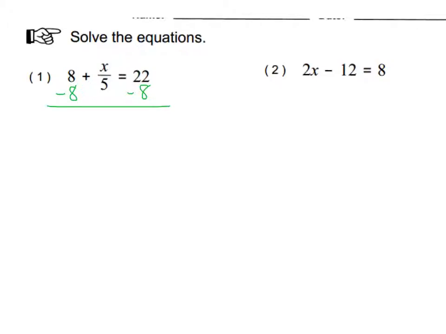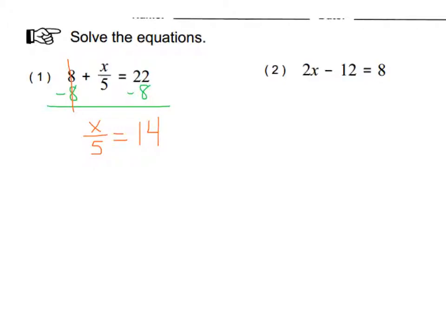When we do this, the 8's cancel out, and so all that remains on this left side is x over 5. And over on the other side, when we subtract 8 from 22, we get 14. Now, we're going to keep continuing to solve. And at this point, now we only have one kind of math. We have division on this side. And we want this variable x all by itself, because that's our goal when we're solving equations.